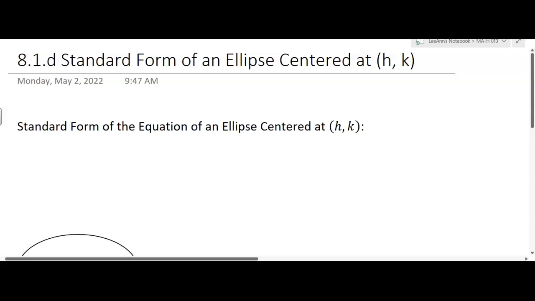Okay, so now we're not going to be centered at the origin anymore. So the standard form of the equation of an ellipse centered someplace else, your pancake shape, is x minus h squared over a squared plus y minus k squared over b squared equals 1. Notice that it still equals 1. And the h always goes with x and the k always goes with y.